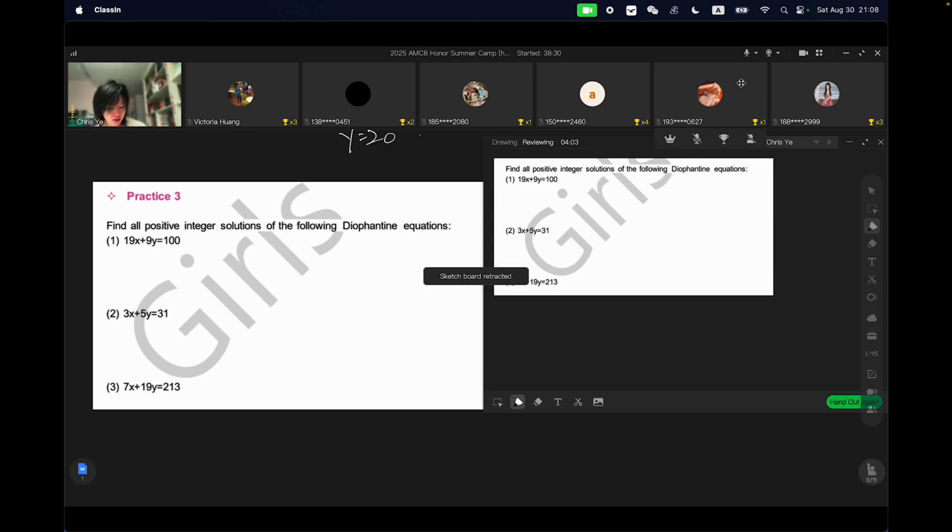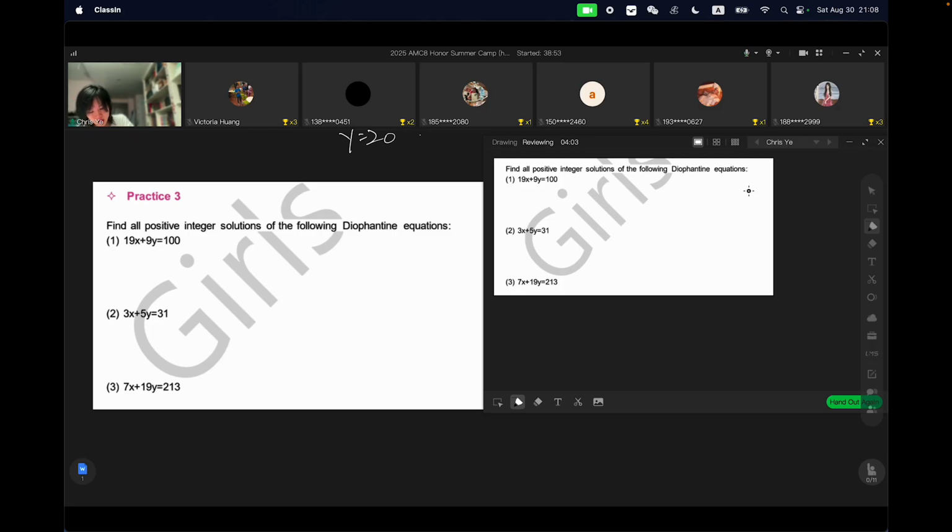Okay, I'm going to collect the answers now. So congratulations to everyone who was able to get the problem correct. So let's look at number 1: 19x plus 9y equals 100. For these types of questions, because they feel a little bit bigger compared to the exploration problem, you can do something to break them up.